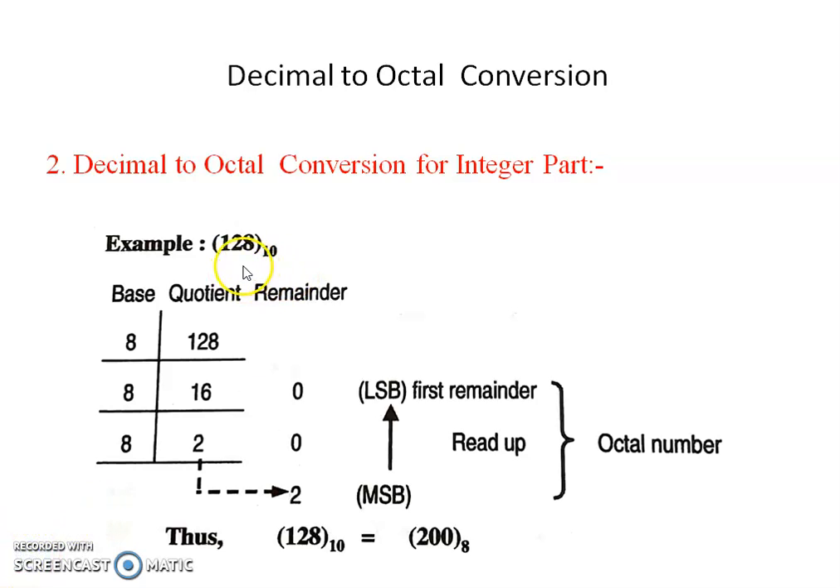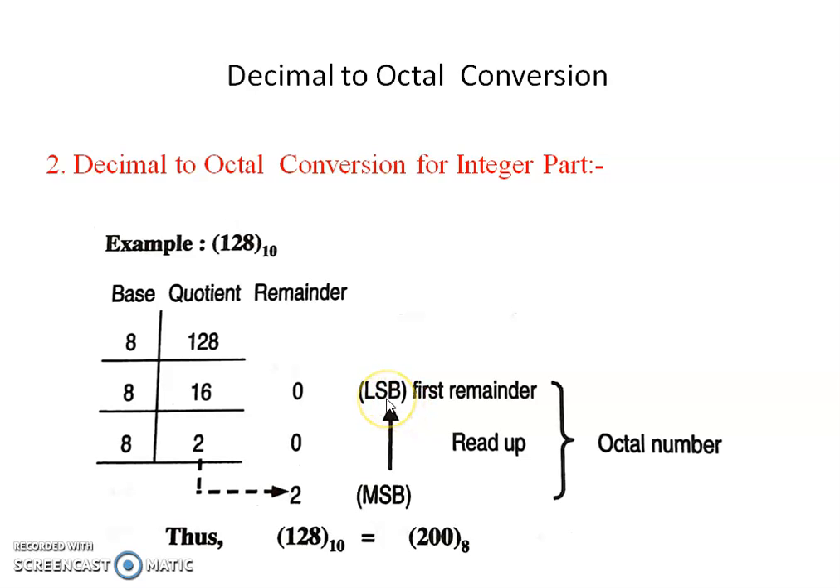Now see this example. This is our decimal number, 128 to the base 10, which we have to convert into octal. The first step is to write the decimal number, here 128. The second step is to divide the decimal number by 8. The remainder obtained is the LSB of the octal number. This is the first remainder, that is the LSB.